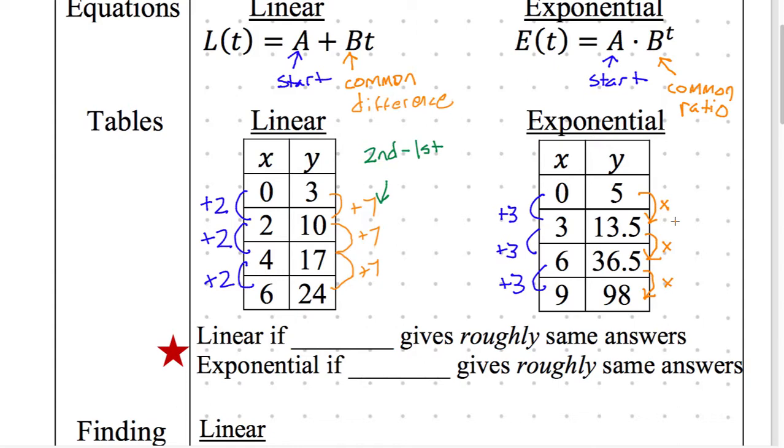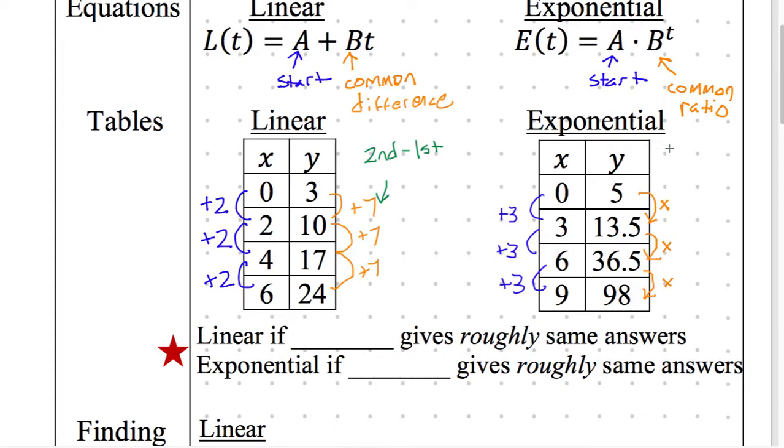So how do I find the common ratio? Very similar to how we found the linear common difference. I have to do the opposite function. So if I was adding 7 here, I'm going to do the opposite of times. I'm going to divide: 13.5 divided by 5. Or I could have done 98 divided by 36.5. Or I could have done 36.5 divided by 13.5. All of those are ratios.